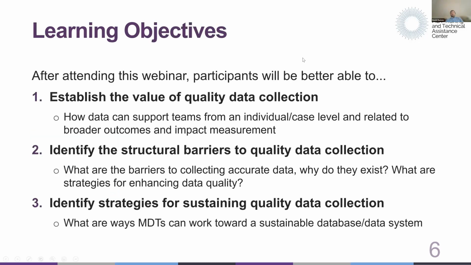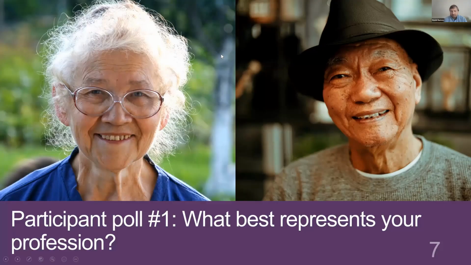So the objectives for today's meeting: this is the general topic here, that is data collection. We're going to be talking about the value of quality data collection, any kind of barriers to quality data collection, and try to identify strategies that might help us overcome these barriers towards more sustainable data collection.